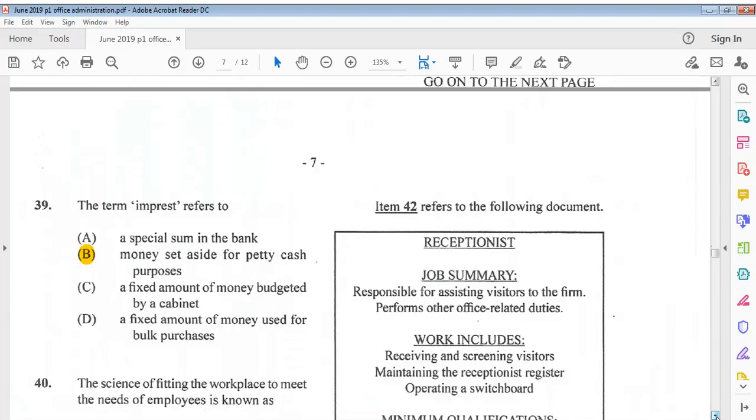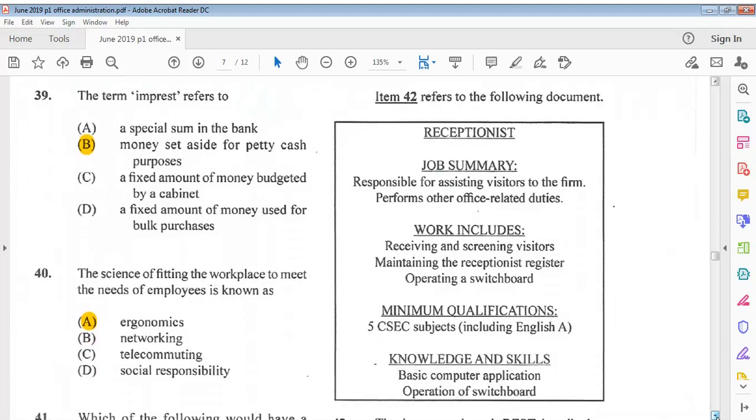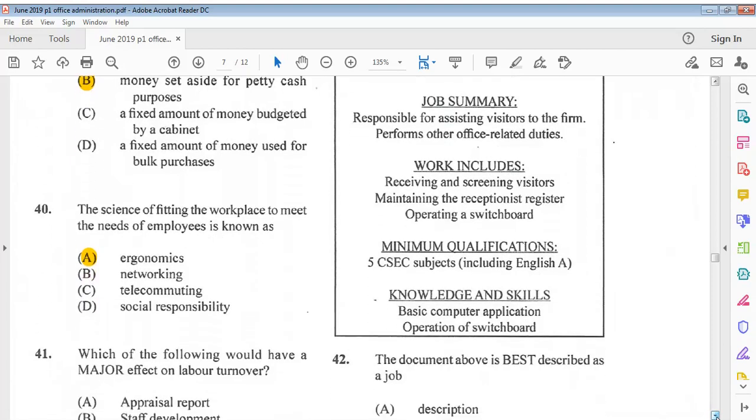Let's move on to question number 39. The term imprest refers to A, a special sum in the bank, B, money set aside for petty cash purposes, C, a fixed amount of money budgeted by a cabinet, or D, a fixed amount of money used for bulk purchases. So our answer would be B, imprest refers to money set aside for petty cash purposes. Let's move on to question number 40. The science of fitting the workplace to meet the needs of employees is known as, that's a giveaway, ergonomics. So the answer would be A.